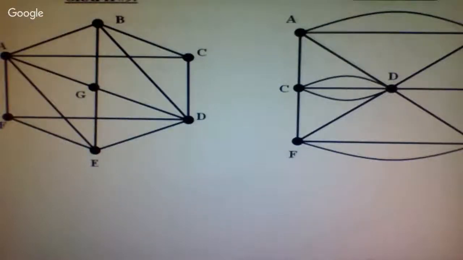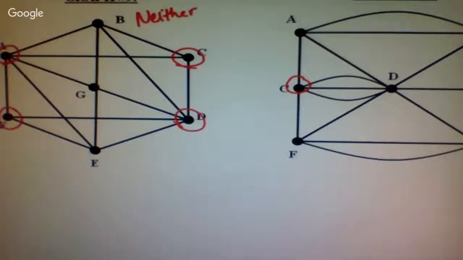Okay. Number 9. What was number 9? This one is neither. You've got an odd here, here, here, and here. So this is neither. What do we have in graph 10? We've got a path. What are my odd vertices then?